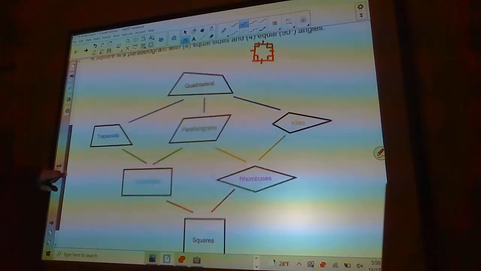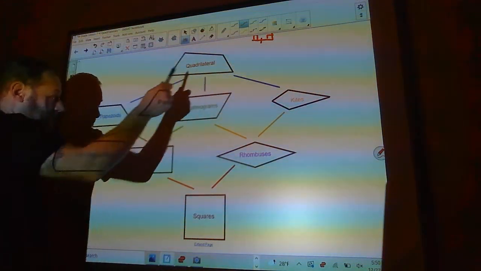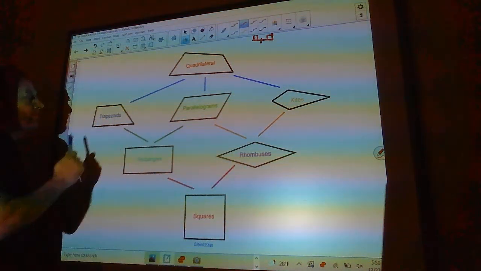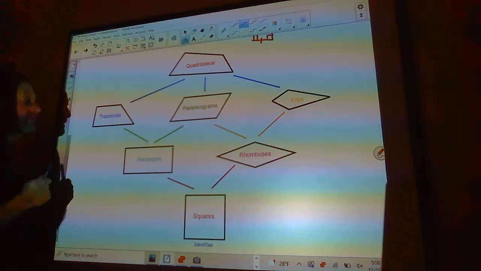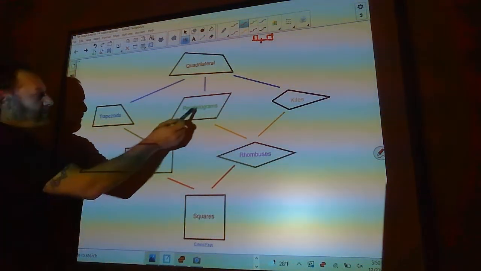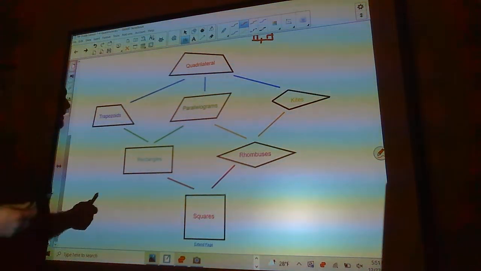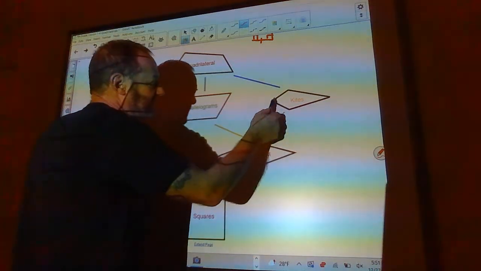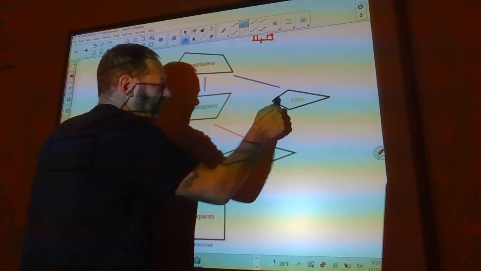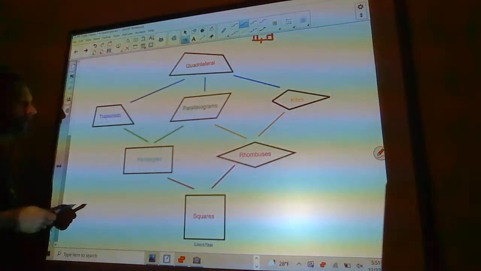So here's what we have. We have this chart right here. We have all the quadrilaterals. Okay. All these things have four sides, so they're all quadrilaterals. You have trapezoids, which have one pair of parallel sides. You've got parallelograms, which have two pairs of parallel sides. Then you've got kites, which have no parallel sides in themselves, but they've got two sets of equal sides. These sides and these sides.